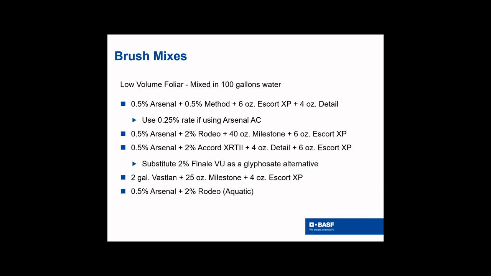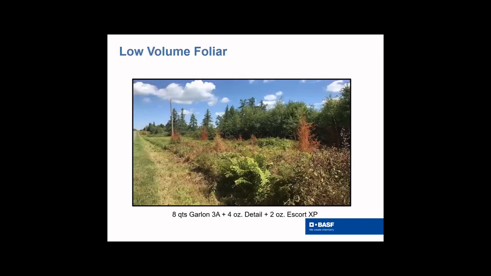We also make a product called ClearCast, which I haven't talked about here. It's actually sold through SePRO, an aquatic company. If you're doing things like Japanese stiltgrass control, it can work really well and has a full aquatic label. So really good for some of your riparian areas. So this is just to demonstrate the selectivity you can get with some of these mixes.